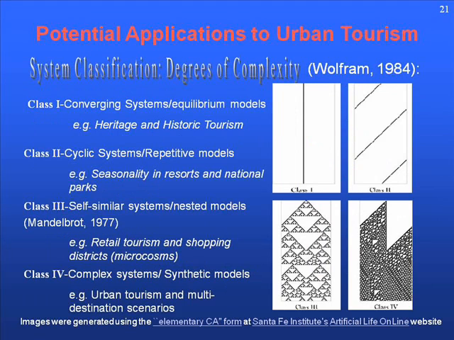Slide 21. Complexity science informs us that certain types of system are more likely to be resilient. There is therefore a connection between complexity and resilience. In particular those classified as complex adaptive. Wolfram, 1984, has attempted a typology and classification of one-dimensional cellular automata, resulting in 4 types of systems. In general, destination systems can be classified under one of these archetypes.